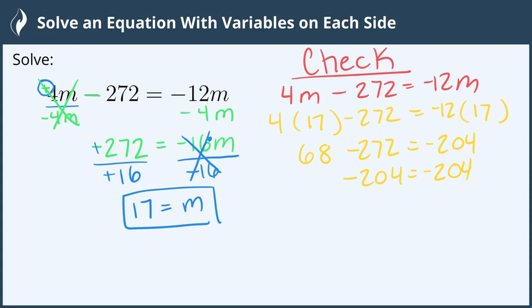This means that the number that we substituted in for the variable of 17 makes the equal sign hold true, or gives us a true statement. And this means that our answer of m equals 17 is correct, and so we're all done.